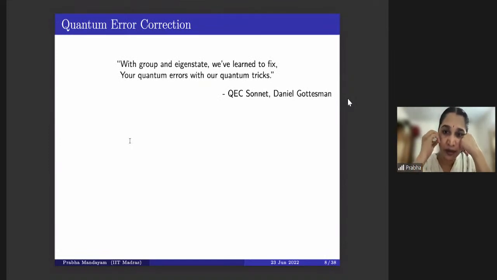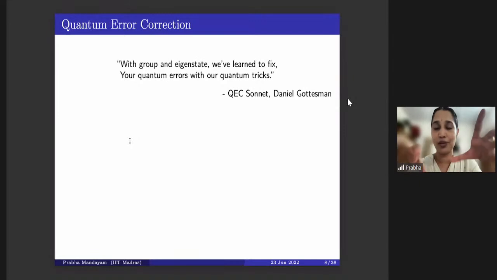So enter quantum error correction. What I have quoted here is a very nice poem by Daniel Gottesman, who's one of the pioneers of quantum error correction. His thesis is probably the first thing that you would like to read on quantum error correction, where he says, with group and eigenstate, we've learned to fix your quantum errors with our quantum tricks. So yes, these quantum errors are challenging.